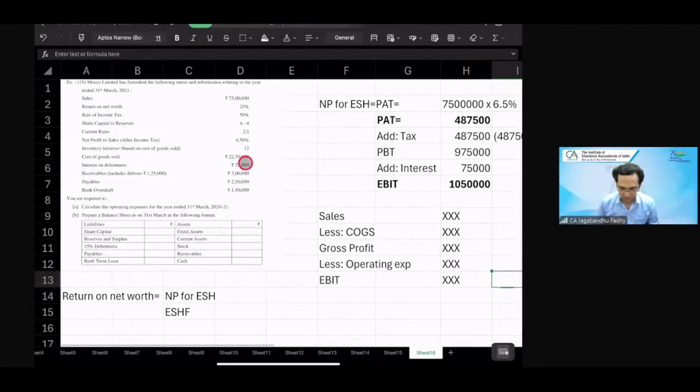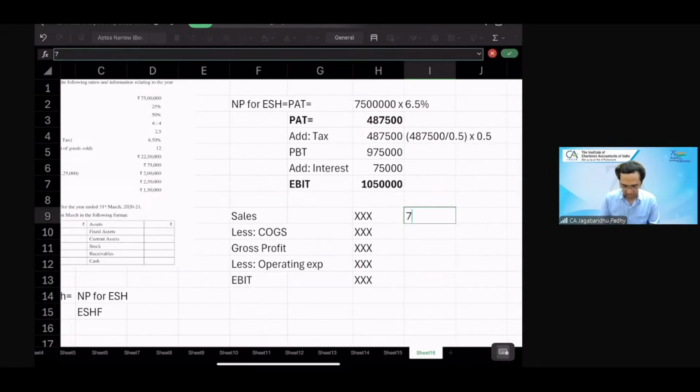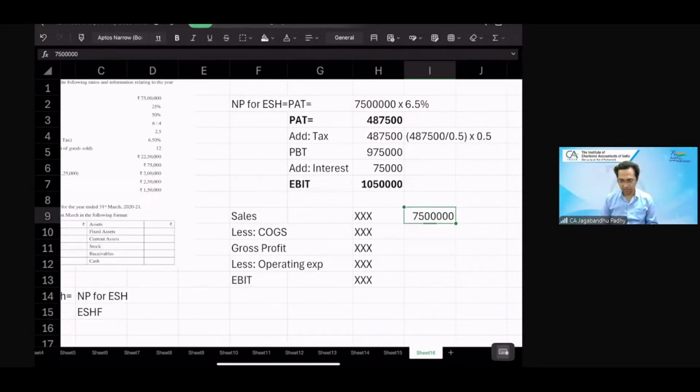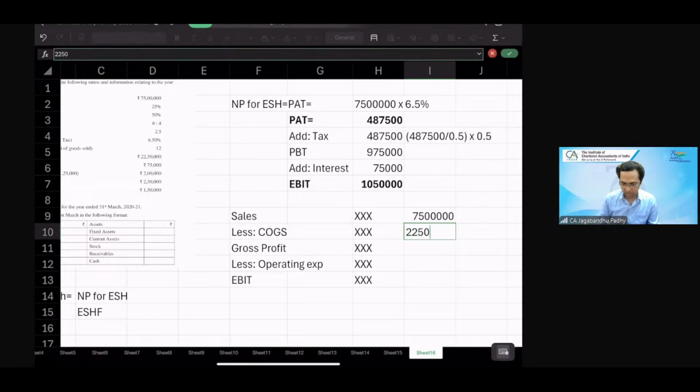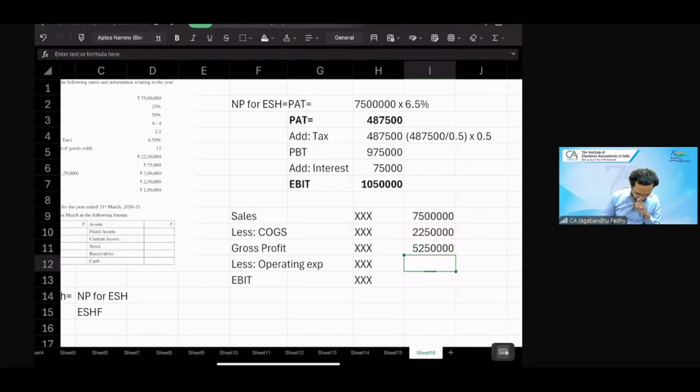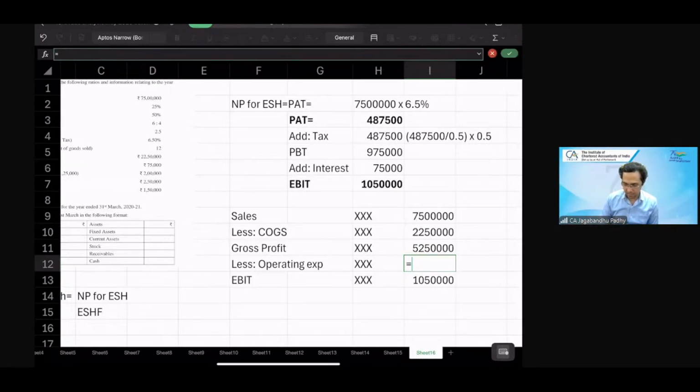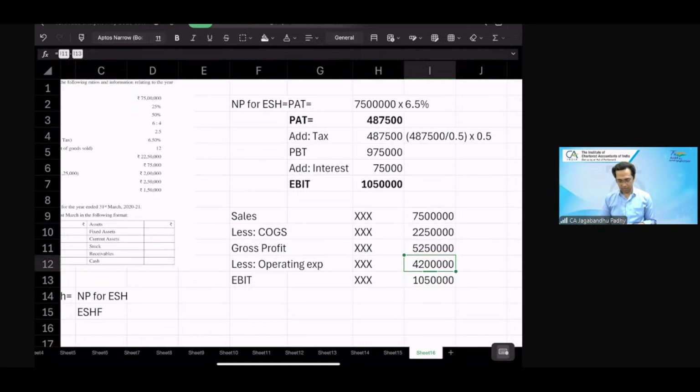Do we have the COGS number? Yes, we have the COGS number. So I can just simply say that sales is 75 lakh, correct? We know the COGS as 22 lakh 50,000. So we get a gross profit of 52 lakh 50,000, and we have an EBIT of 10 lakh 50,000. Now, the difference between these two is 42 lakh, and this is what we really wanted as the operating expense. That's the balancing figure of operating expense. Did we all get it? Yes, guys? Sir.